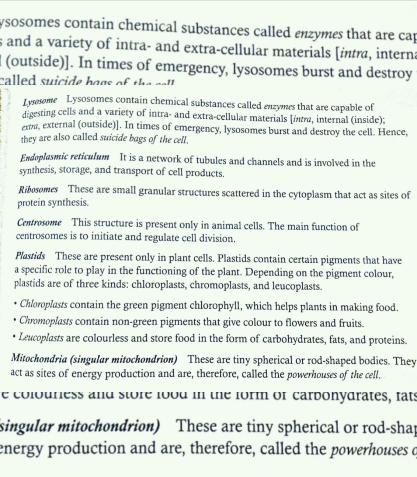Now, most important, mitochondria. These are tiny spherical or rod-shaped bodies. They act as sites of energy production and are therefore called the powerhouses of the cell. Very likely that this question will be there in your exam. Name the cell organelle that is known as the powerhouse of the cell. You will have to write mitochondria. Why? Because they are the site of energy production.